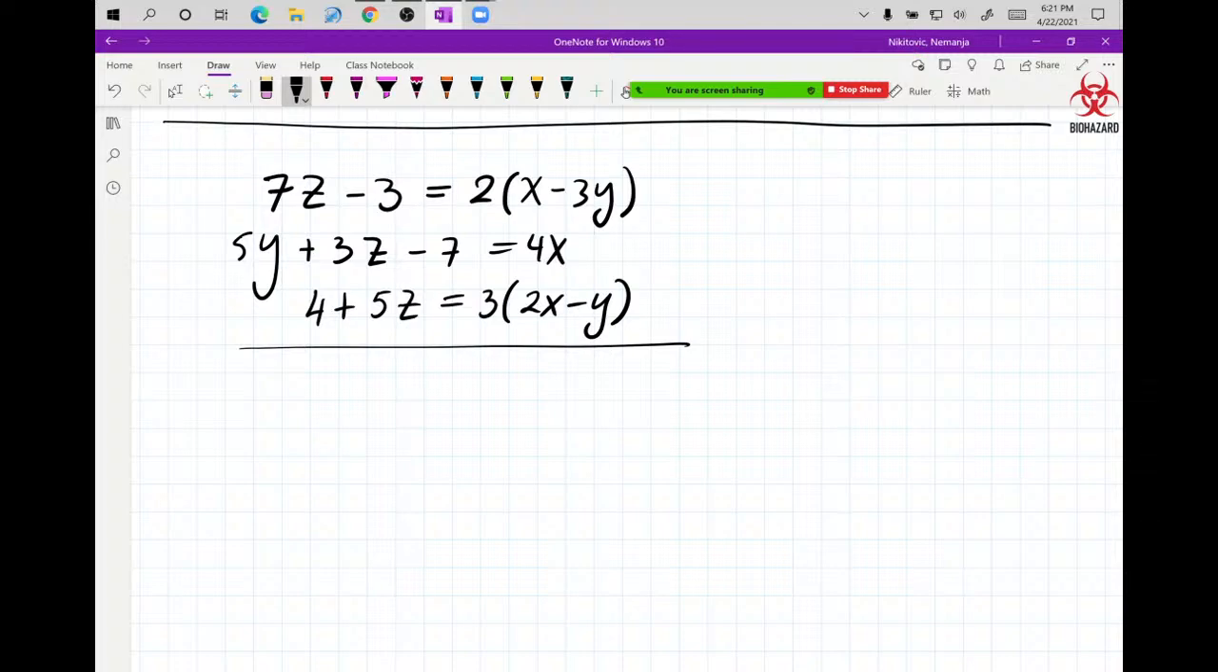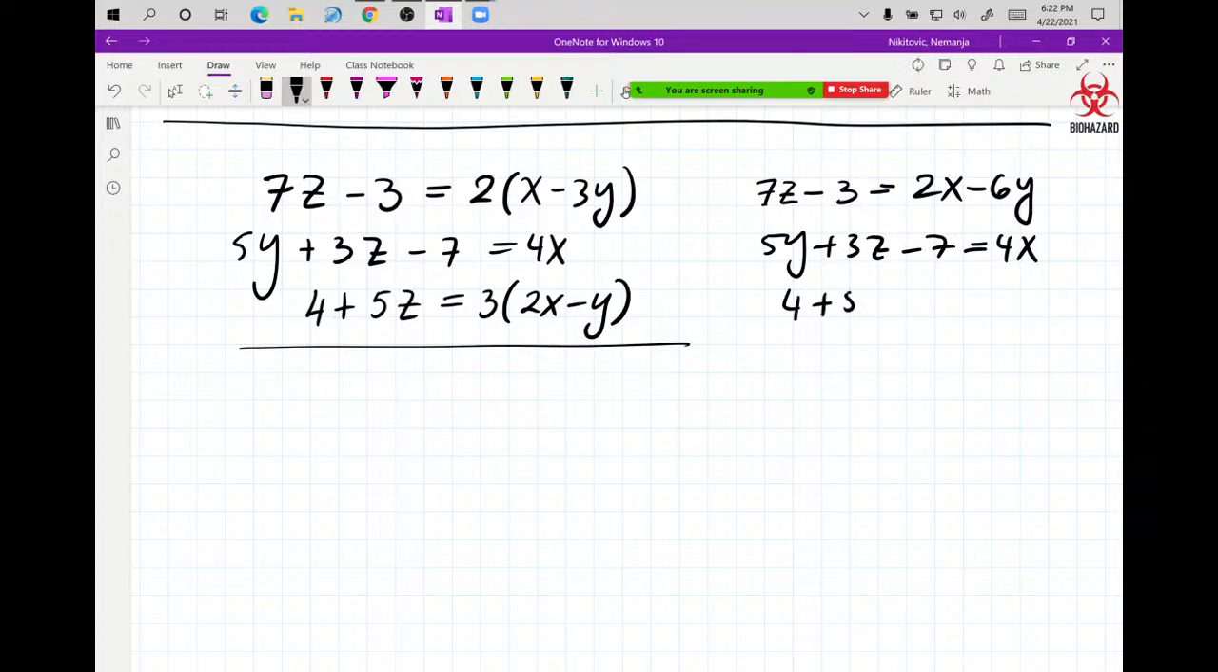That's fine. First thing is to get all of these multiplied out so that we can sort them out, because we need x and then y and then z. So we have 7z minus 3 equals 2x minus 6y. The next one is 5y plus 3z. Oh, there's nothing here for now. And then 4 plus 5z multiplies out into 6x minus 3y. There we go. So now move everything to the side.